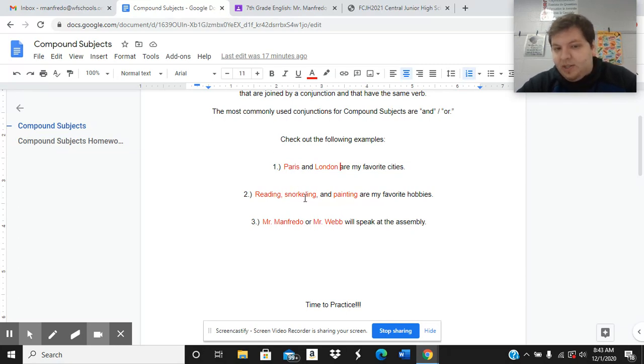They are our subjects. They're sharing the same verb, are. It's a linking verb. And they are also sharing this conjunction, and. So they kind of fit the criteria for a compound subject, and they are a compound subject here.